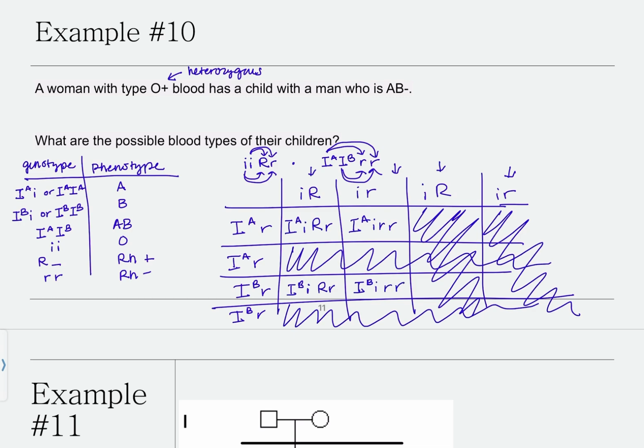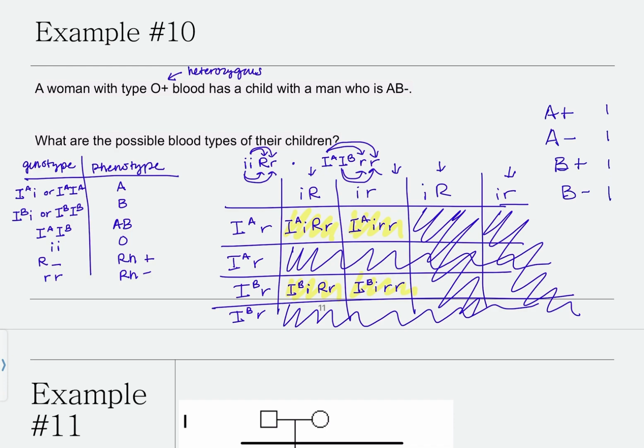Okay, so let's see what we have. We have A positive here. Let me go ahead and write this down. And we have A negative here. And then we have B positive here. And we have B negative here. So these are all in a 1 to 1 to 1 to 1 ratio.